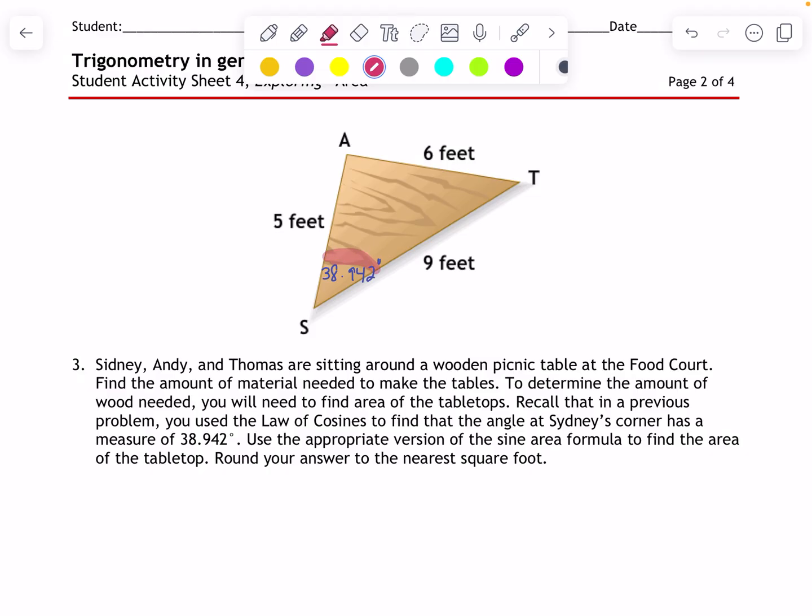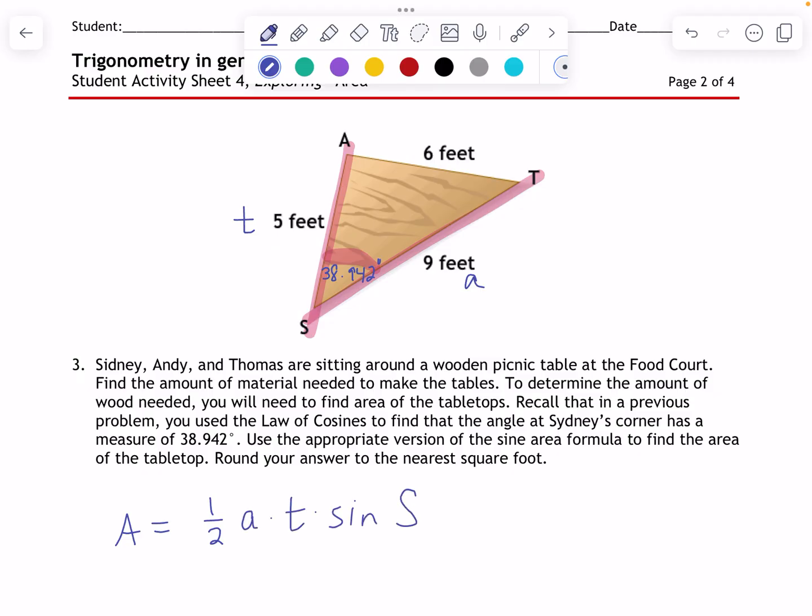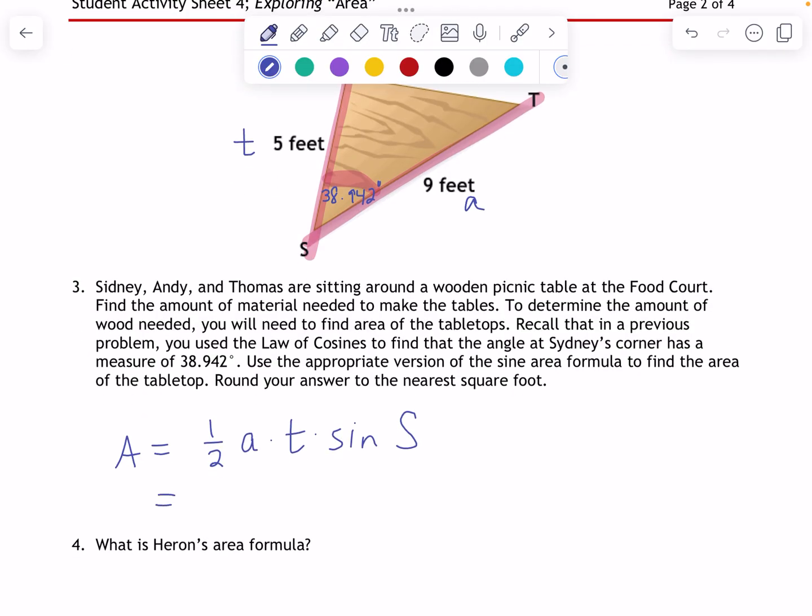Well, this is the one angle that we know. The 2 surrounding sides are these. So if I'm dealing with 1/2, I want my surrounding sides. So in this case, I could have 1/2 times A times T times the sine of big S. So my 2 surrounding sides: 1/2 times 5 times 9 times the sine of 83.942 degrees. And we end up with about 14 square feet for that area.